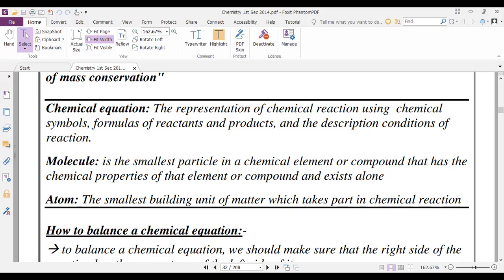What's meant by atom? Atom is the smallest building unit of matter which takes part in chemical reaction. So what's meant by atom? It's the smallest building unit of matter which takes part in chemical reaction. Chemical reaction, okay.